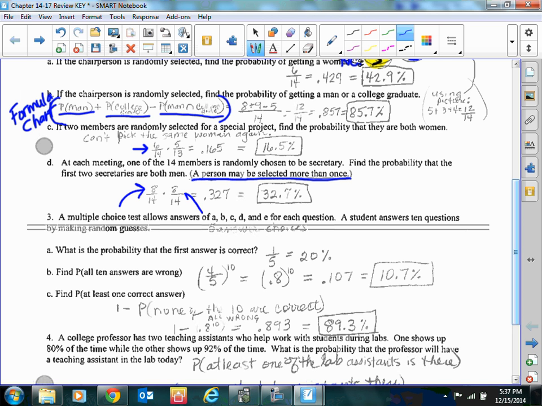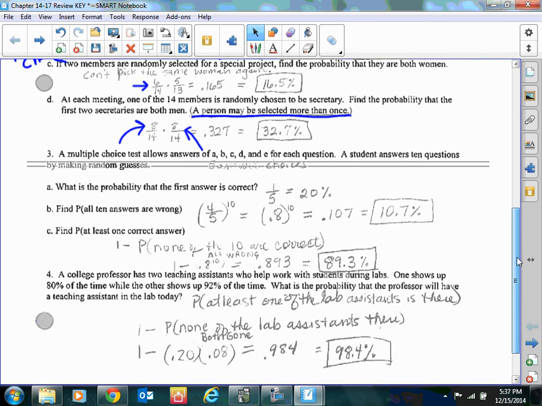And the second time the probability of it being a man is 8 out of 14. So that's the two secretaries that they have, maybe 1 year after the other, or I guess meetings. So one meeting and then the second meeting.